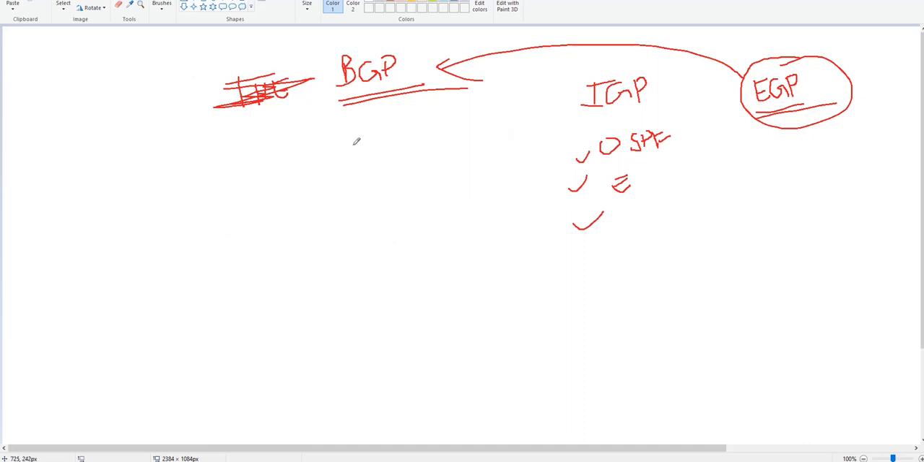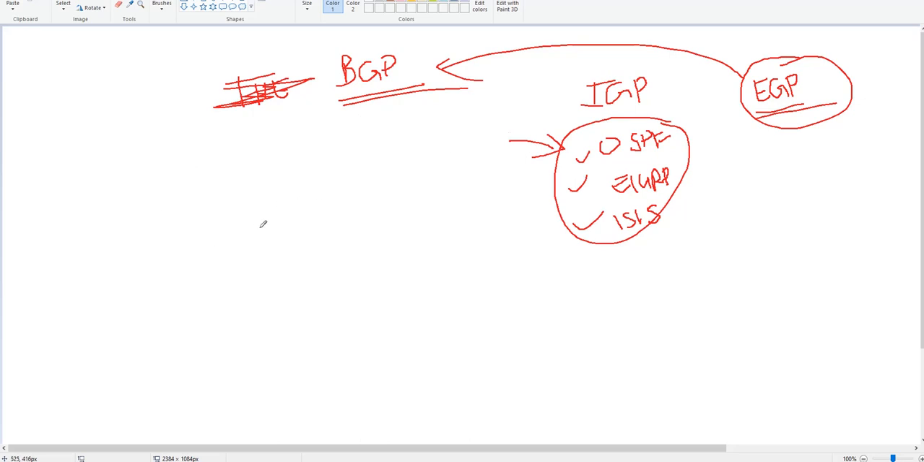Fine. So next, the question is, why BGP instead of using these protocols, EIGRP, ISIS, right? Instead of these protocols, why are we going to use BGP? These protocols were mainly focused and designed in order to manage and run the enterprise network.